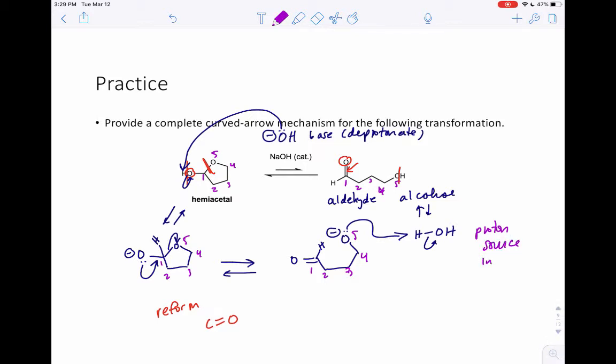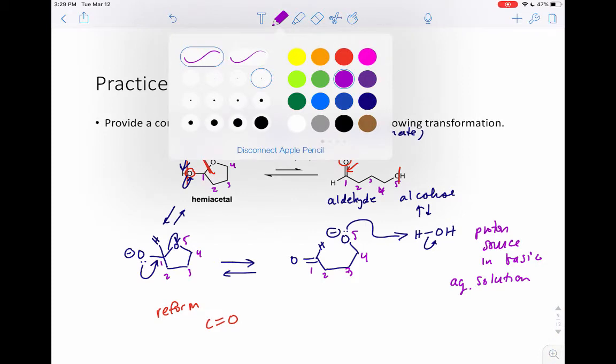I just want to point out, water is the proton source in basic aqueous solution. Okay, so practice this. Learn it forwards, backwards, upside down.